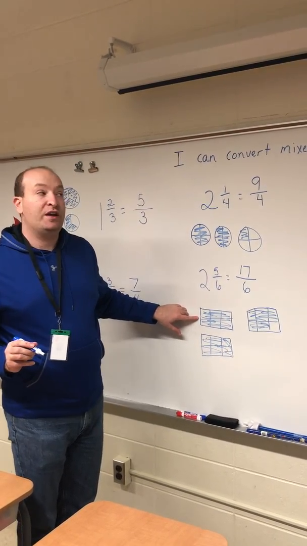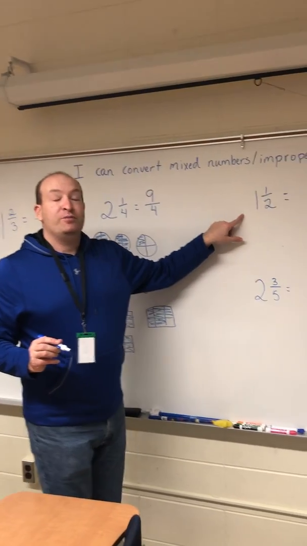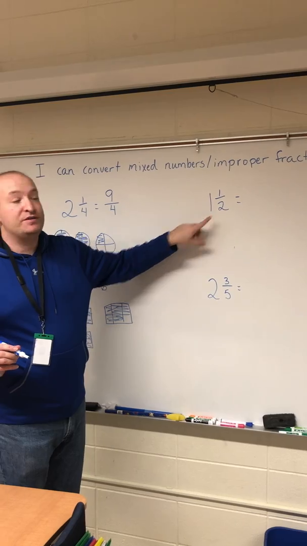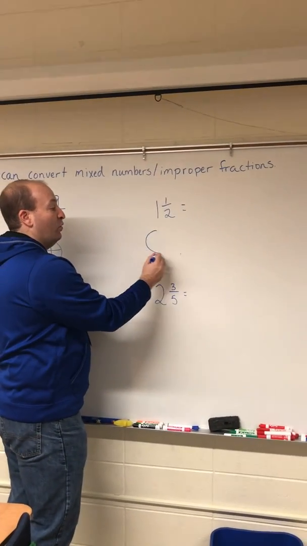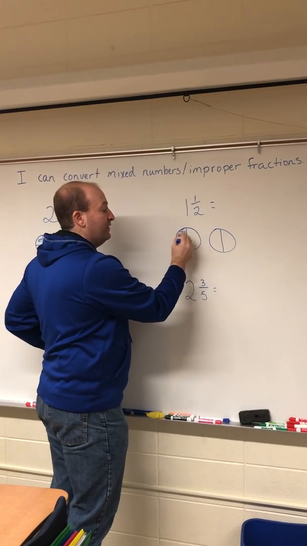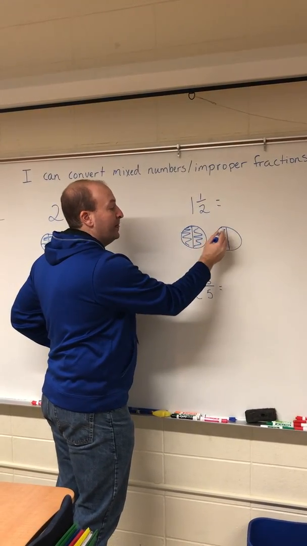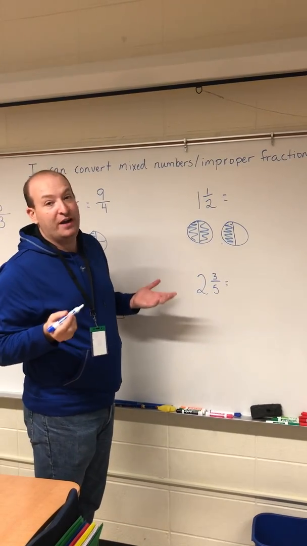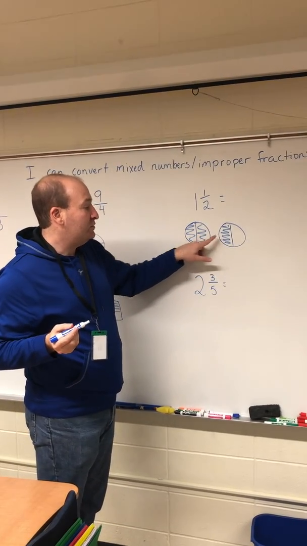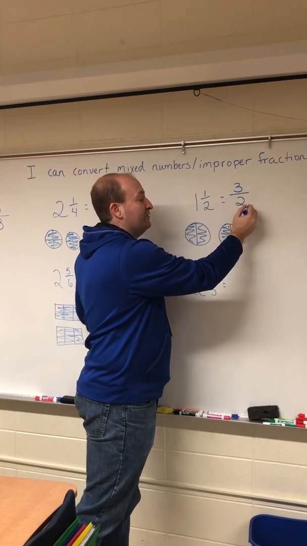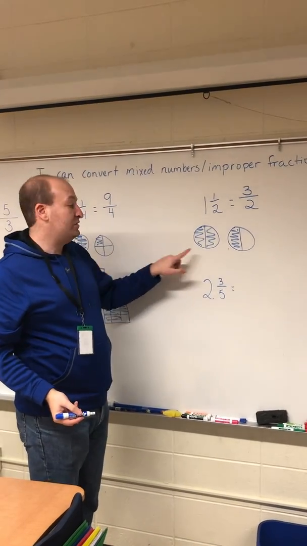Let's try 2 more together. I'm going to move over and I have the mixed number 1 and 1/2. This one's actually fairly simple. So if I think about this as 1 full pizza plus 1/2 of a pizza, so I have this whole pizza here plus a 1/2 of a pizza. I have to think, how many halves do I have? 1, 2, 3. And again, these are halves because each piece is divided into 2 pieces.